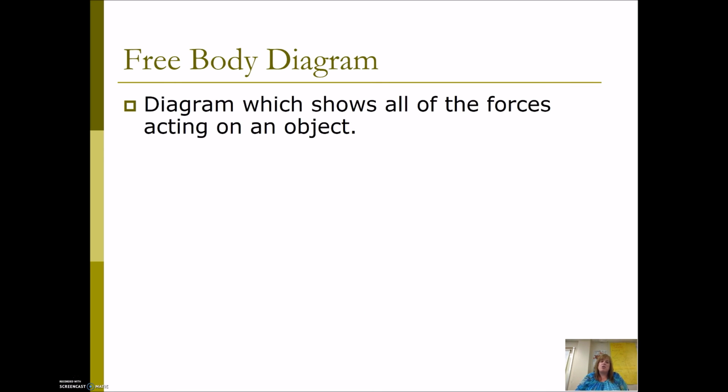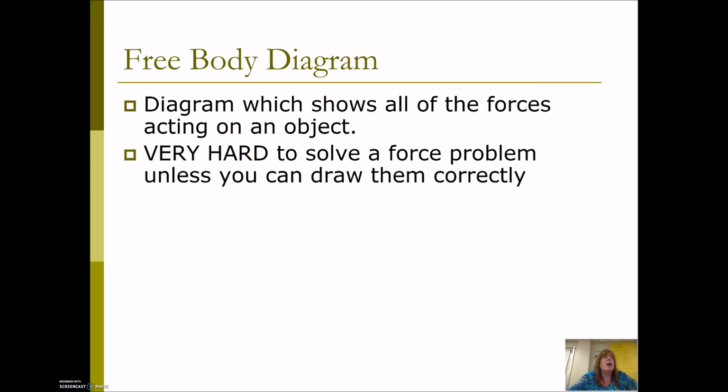All right, let's talk about visualizing forces. We visualize forces with what's called a free body diagram, or FBD. A free body diagram is a diagram that shows all the forces acting on an object. I will tell you it is extremely hard to solve a force problem if you do not draw a free body diagram, because there are no magic formulas for net forces. We have to write our own formulas, so we need a picture to see how the forces are pointing on this object.